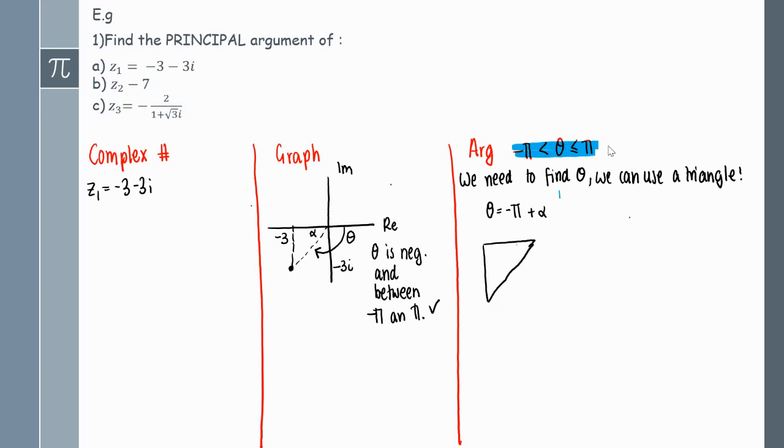Now I can find alpha by using my knowledge of tan. So let's draw in this triangle, and I'm just going to omit any negative signs. Just leave it as positive, that's okay. So I have opposite is 3, adjacent is 3. So tan alpha is 3/3, or tan alpha is 1. And I know that my alpha is acute. Now there's only one acute angle here that I know for which tan equals 1, and that's pi on 4.